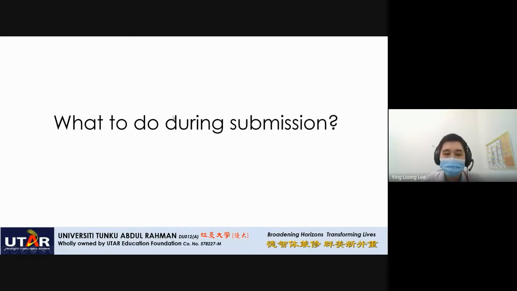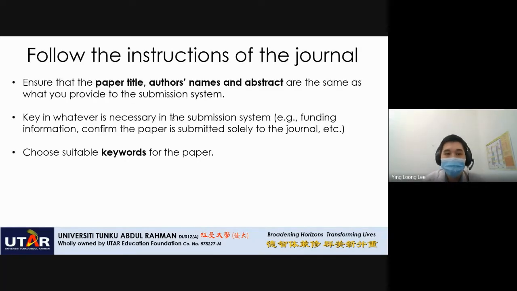Okay, now we come to the part where we talk about what to do during the submission. First, you follow the instructions of the journal. Ensure that the paper title, author's names, and abstract are the same as what you provide in the submission system. Key in whatever is necessary, such as the funding information, and then confirm that this paper is solely submitted to this journal, and so on. Then choose suitable keywords for the paper.